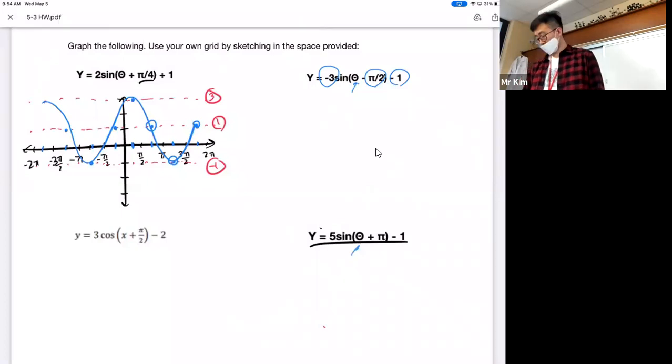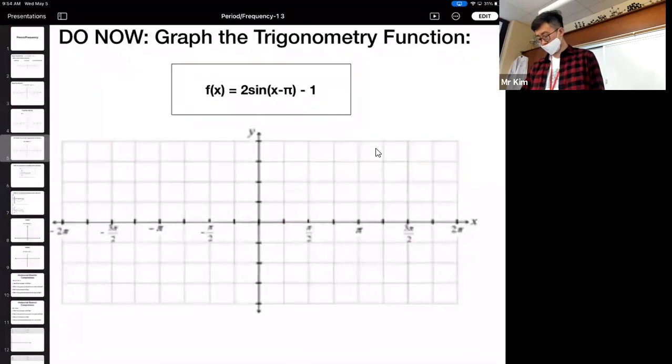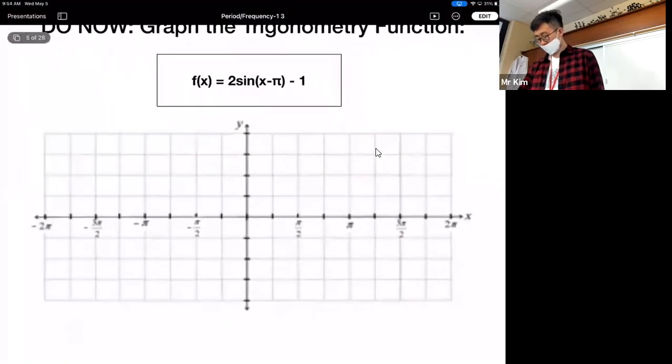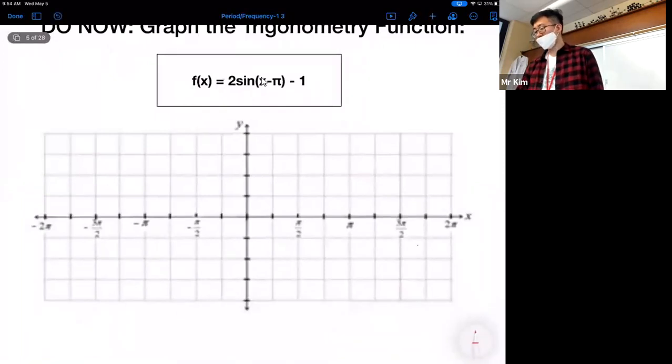All right, have your homework in front of you, and in the meantime, please just start working on this for me here. Again, if you're done, just check with your graphing calculator. Does anyone need a graphing calculator by any chance?